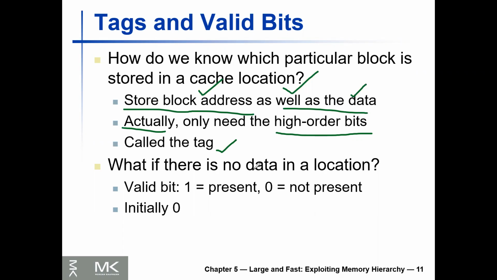What if there is no data in a location, and there is nothing over there? So we have valid bits. This valid bit basically tells whether some data is present or not. If it is 1, data is present. If it is 0, it means there is no data present. Initially, girls, when we turn on the computer system, we know that these memories which we are discussing are volatile, so initially there is nothing. So the valid bit in the beginning is always 0, because there is no data in the cache when you just turn on the PC.